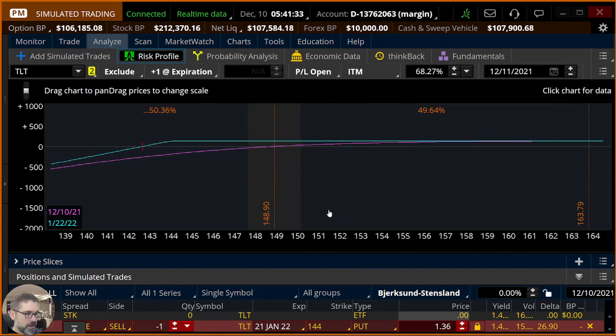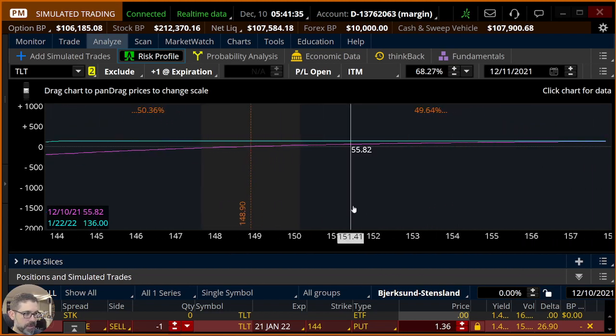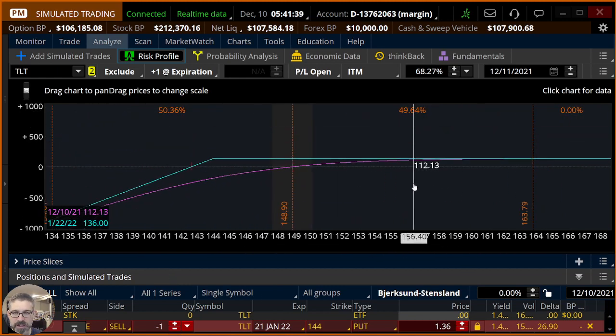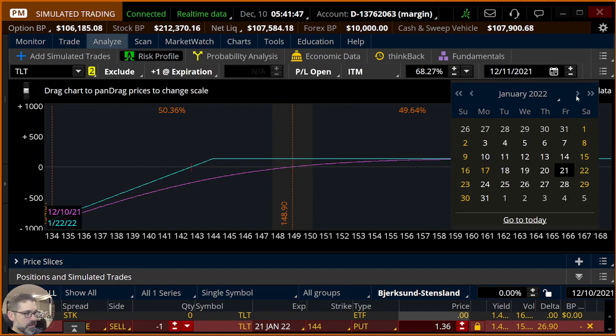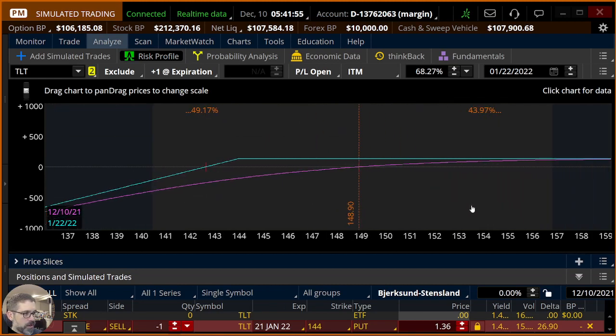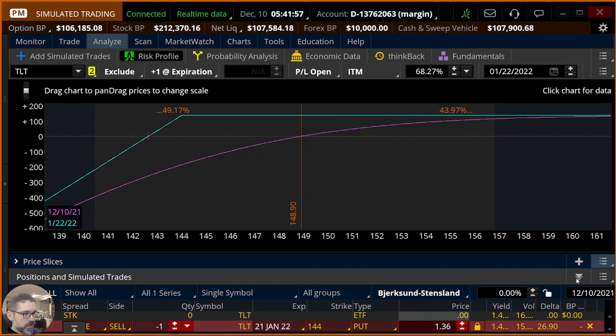So let's go ahead and spread this out a little bit. When you get to this screen, one of the first things you want to do is change this date in the top right corner to match the date you see in the bottom left corner. Let's change that to January 22nd. There we go. Our expected move, this lighter gray area here, is much larger now. I'm going to spread it out a little bit more, and let's get our price slices set to break even at expiration.